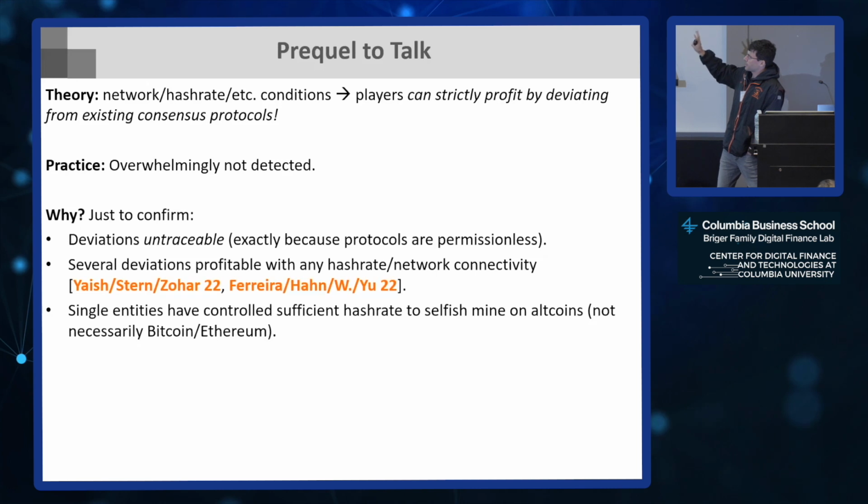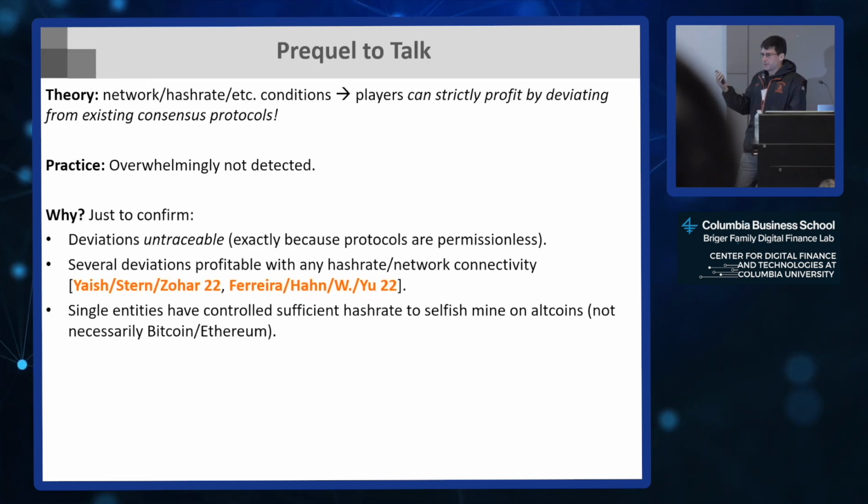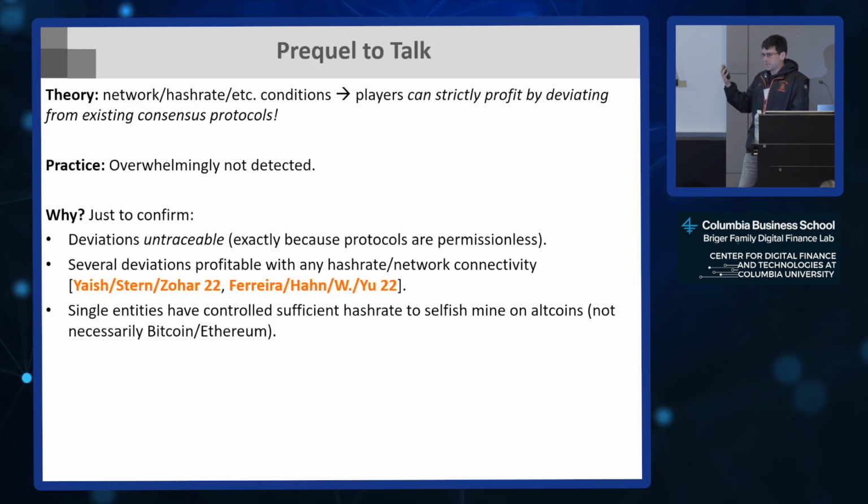I want to provide more context for this: these deviations are not traceable. You have this pseudonymous system. If a pseudonymous person decides to deviate from a protocol, because the system is pseudonymous, you can't go and throw them in jail or something like that. You'll never know who did it.